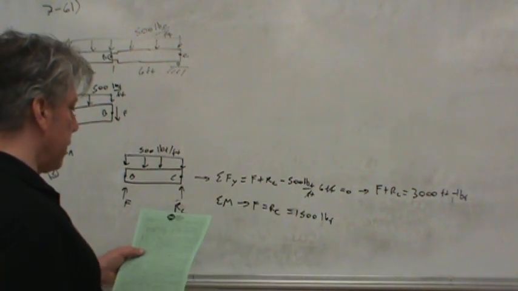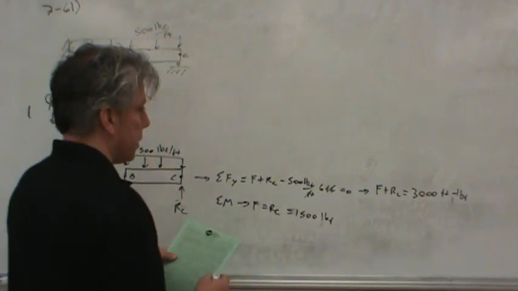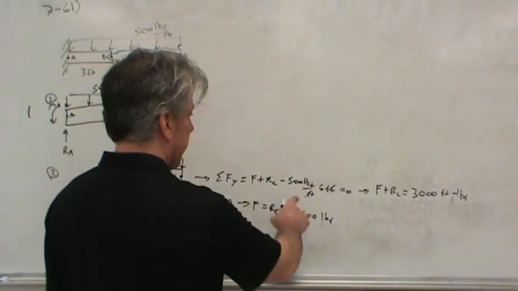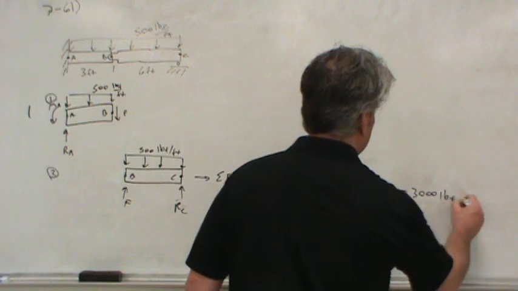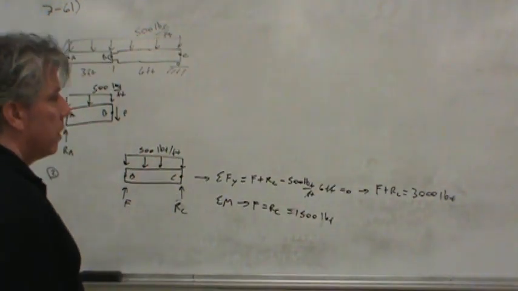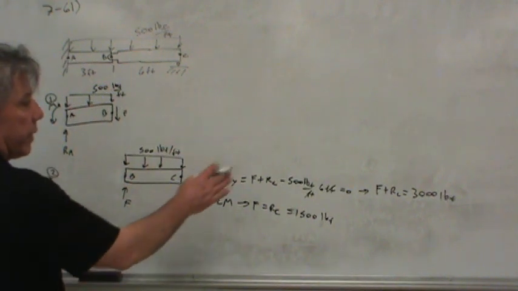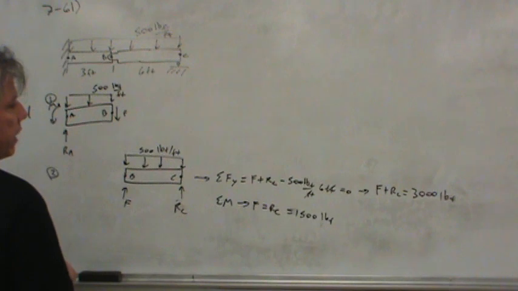Wait, what? That wouldn't be right. Yeah, it may be right, but yeah, it is right because I made a mistake here. I wrote foot-pounds. I'm sorry. This should just be pounds. There we go. I don't know why I put moment units. That was wrong. So anyway, we've got the magnitude of the reaction at C and the magnitude of F.